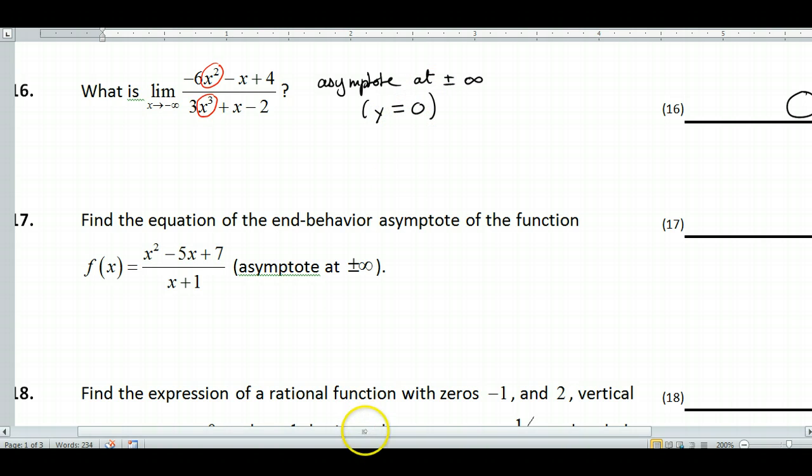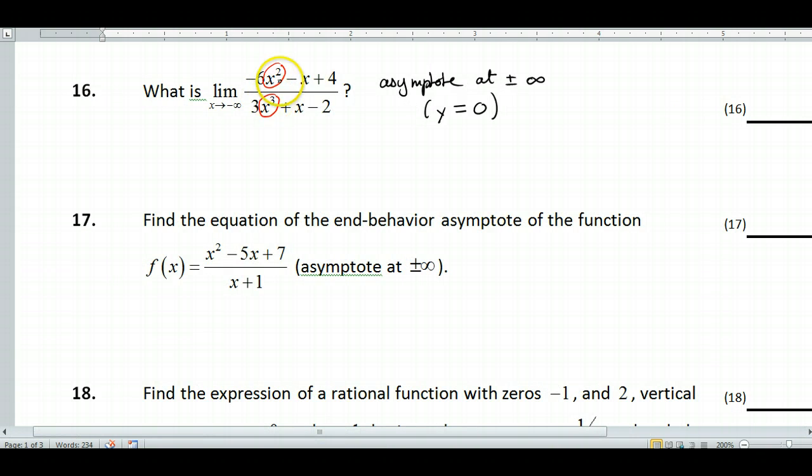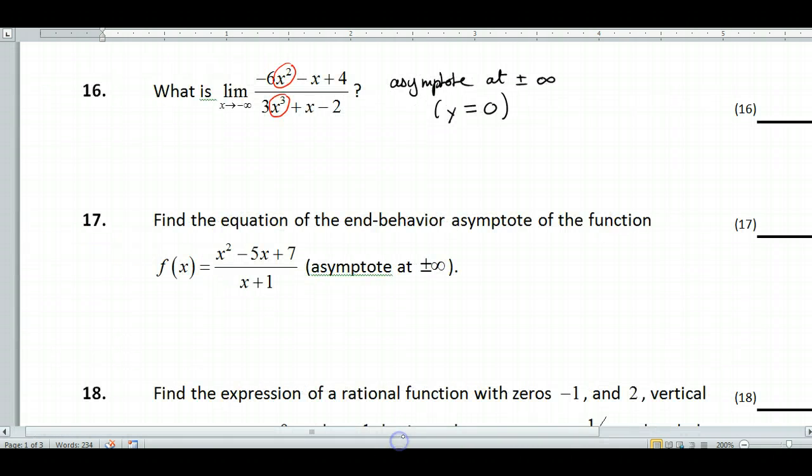Okay, when they have the same degree, sorry, it's not a coefficient, it's degree. When they have the same degree, for example 3 and 3, you would be doing -6/3. You do the ratio of the leading coefficient, that would be -2. That means the asymptote would be y equals -2 and the limit is -2. When the top is higher, you have to do the long division.